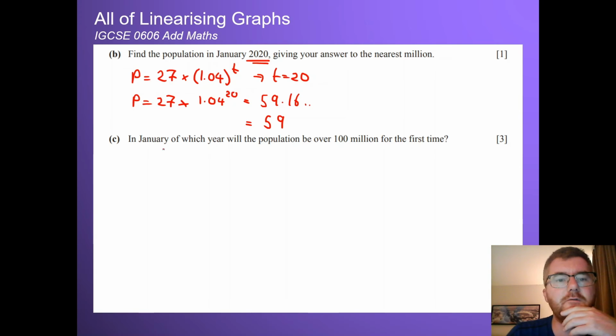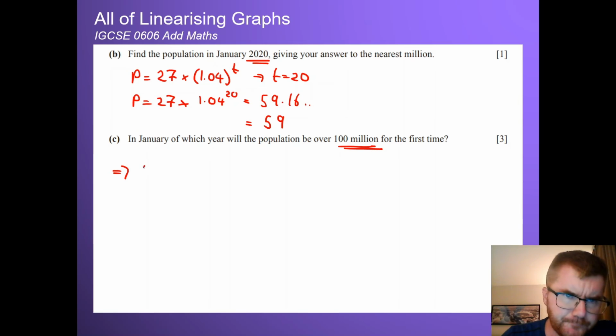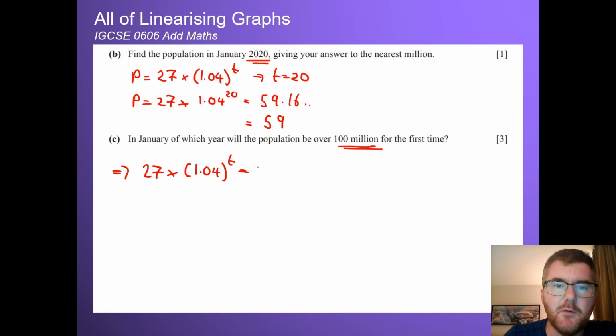And then in January of which year will the population be over 100 million for the first time? Again, typical kind of question using the equation that we have. So we want it to be over 100 million. So generally what I do here is just form an equation. So I have 27 times 1.04. We don't know the time, but we do know we want to get to 100 million or over 100 million. And now we just solve this equation.